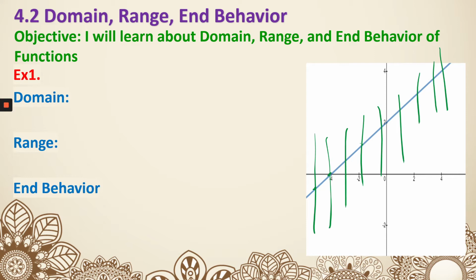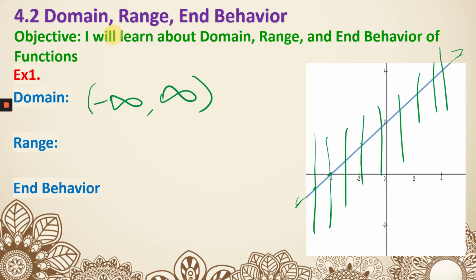So for this graph, you do need to understand it actually never ends on both ends. So if I go all the way from the left, which is negative infinity, I am still crossing the actual graph. So it's negative infinity going all the way to the right, positive infinity for the domain.